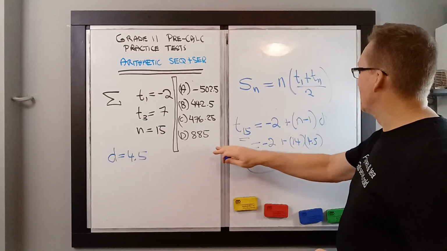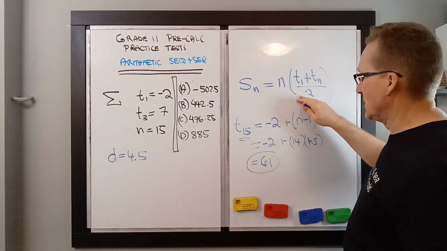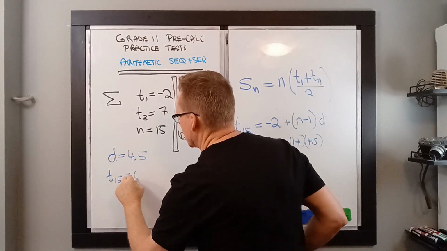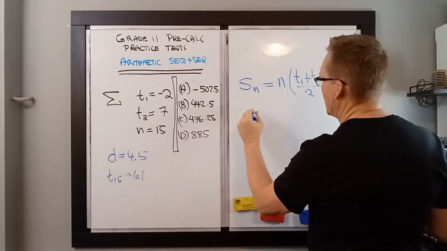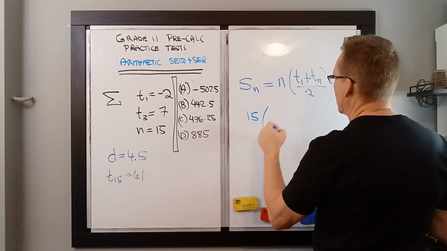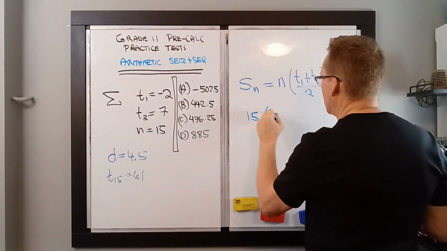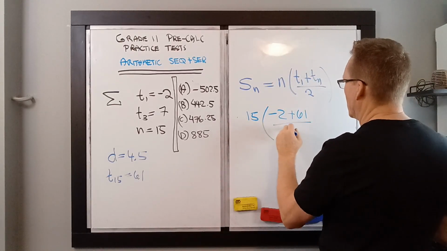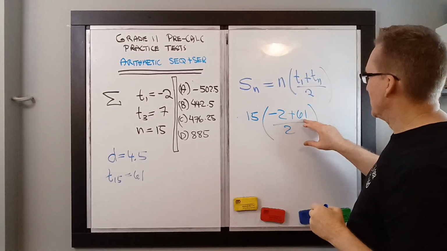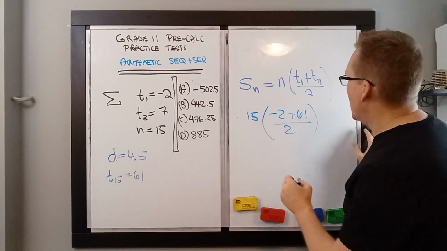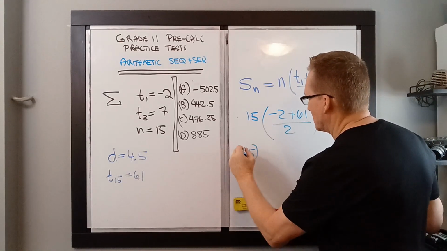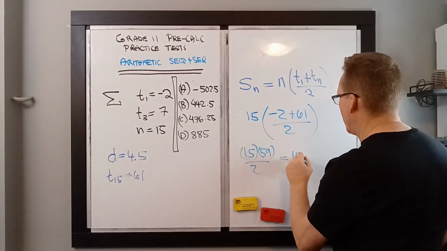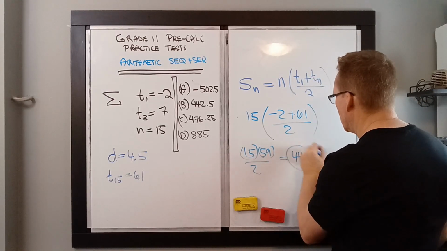It's not the answer that we're looking for yet, but now we can use this equation here. So I'm going to write down T15 is 61. The sum is 15 numbers, 15 times the first term, we're given that, -2, plus the last term, all over 2. This would be 59, so that's 15 times 59 over 2, 442.5. That would be the sum.